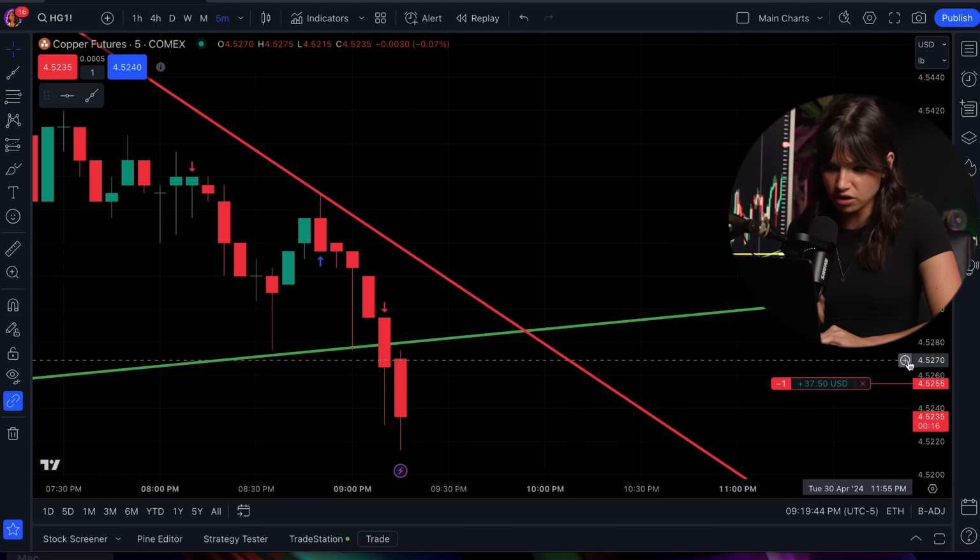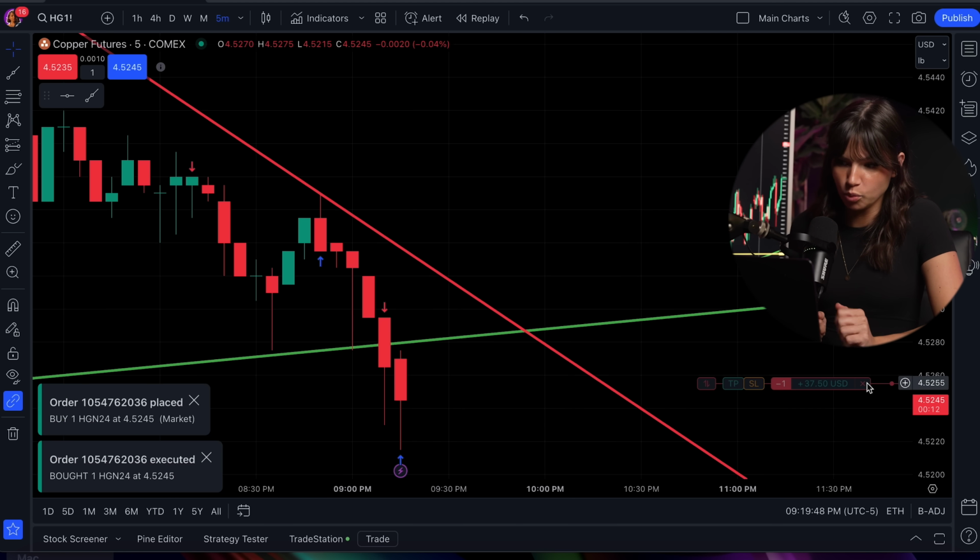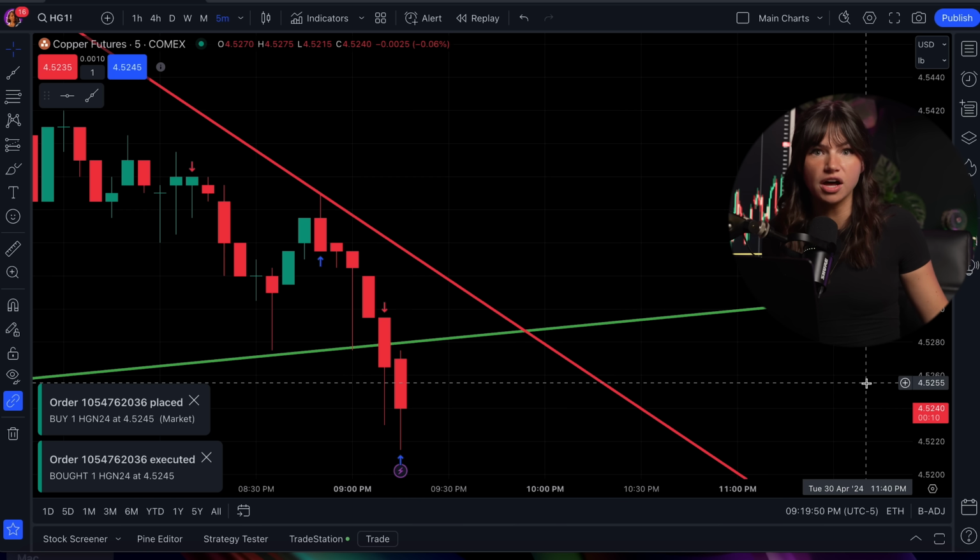Here we go. We were up $37. Boom, we collected a $37 profit. We're done. We are done trading until I open the screen again tomorrow and place another trade. I can sleep sound tonight.